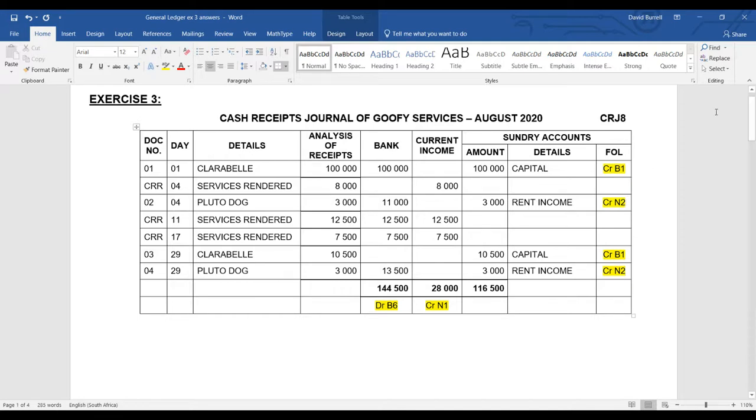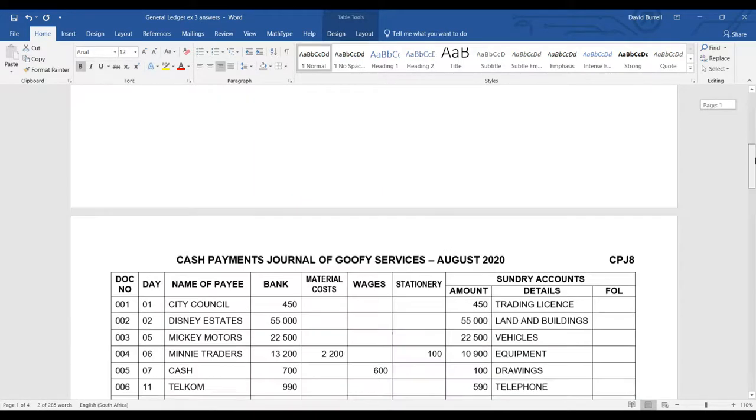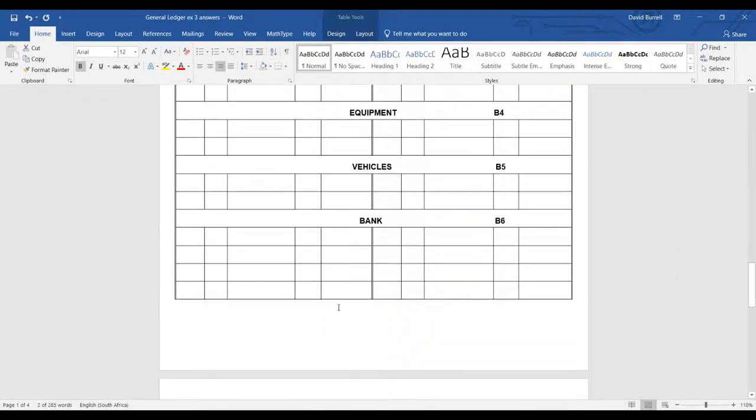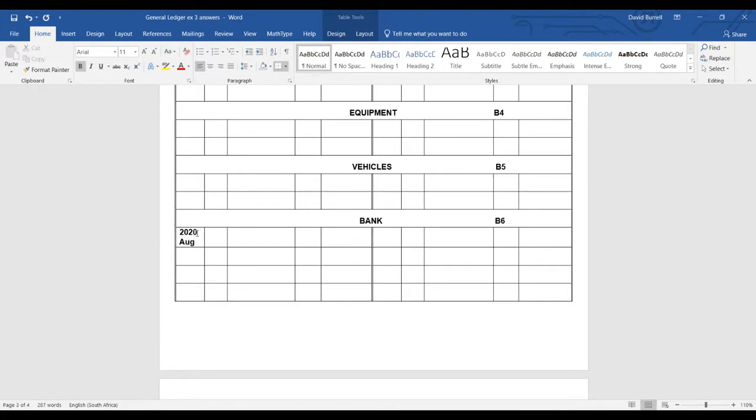So let's go to the general ledger and actually do the posting. So that total there of 144,500 Rand is going to the debit side of account B6. Okay, and it's August of 2020 as well. Let's go to account B6, the bank account. So we're going to put over here 2020. It's August. Now we are posting the column total, so it'll be the end of the month's date.